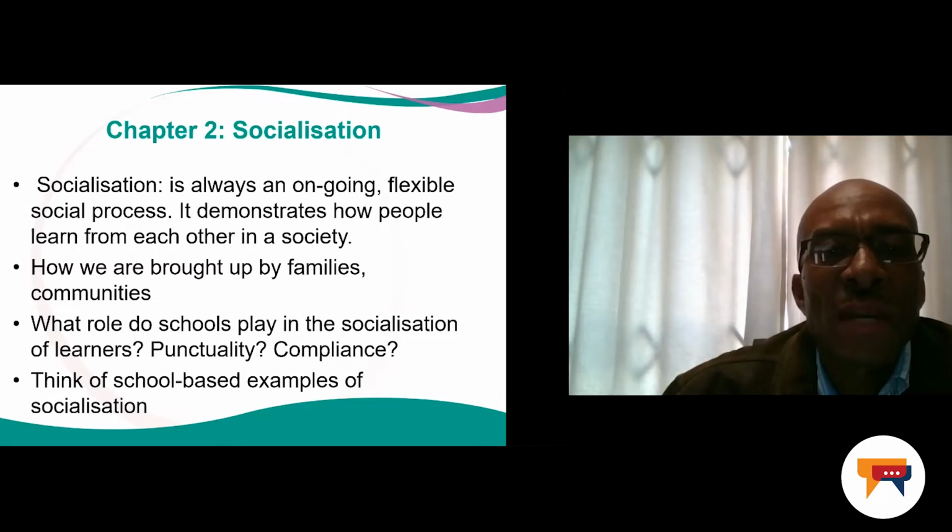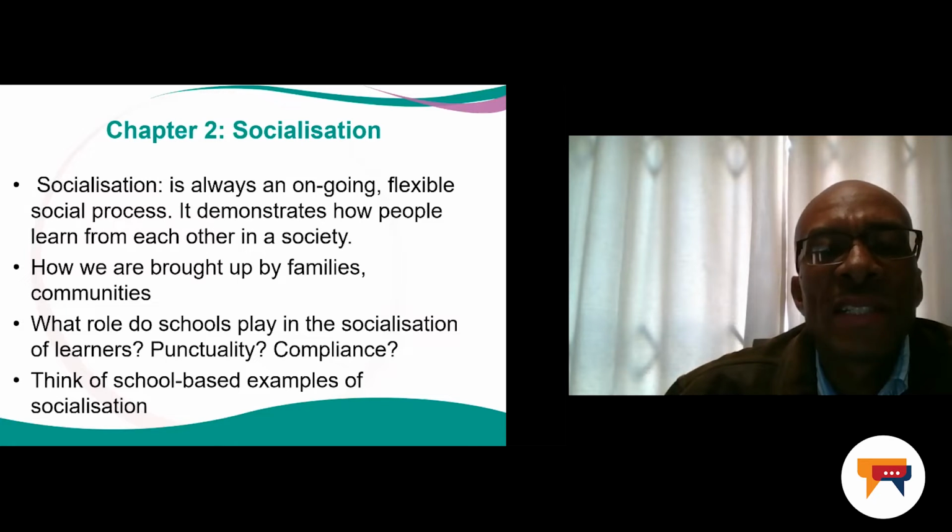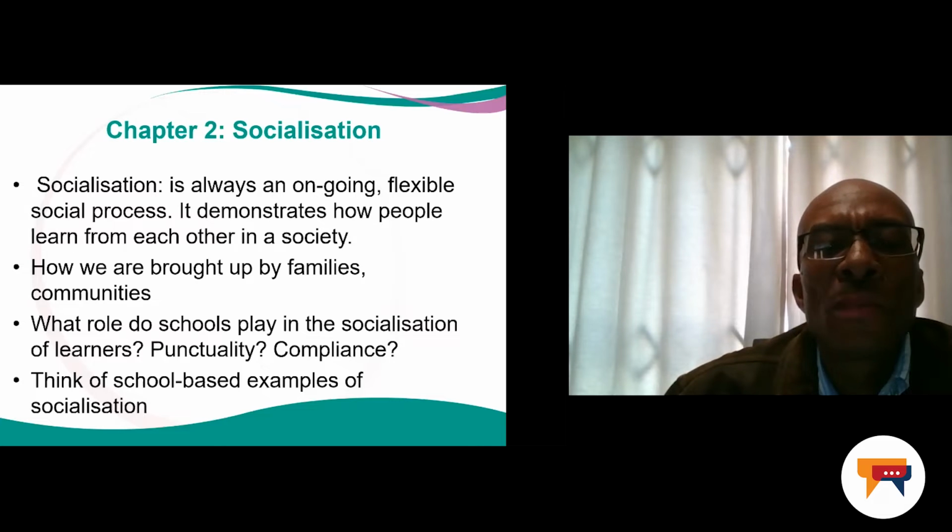In the second chapter, chapter 2, you'll be learning about socialization. Socialization can be defined as an ongoing, flexible social process in the sense that it demonstrates how people learn from each other or how people interact in the society. It also includes how we are brought up by families or communities in society. What roles do schools play in the society of learners?